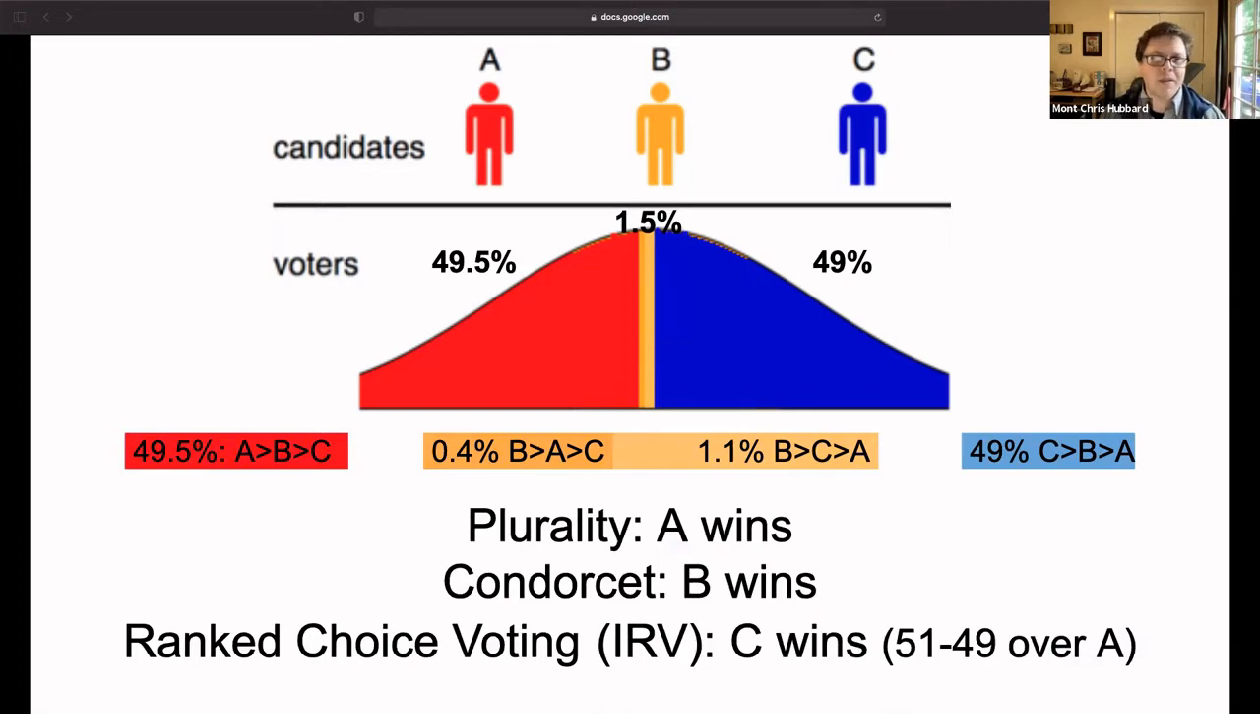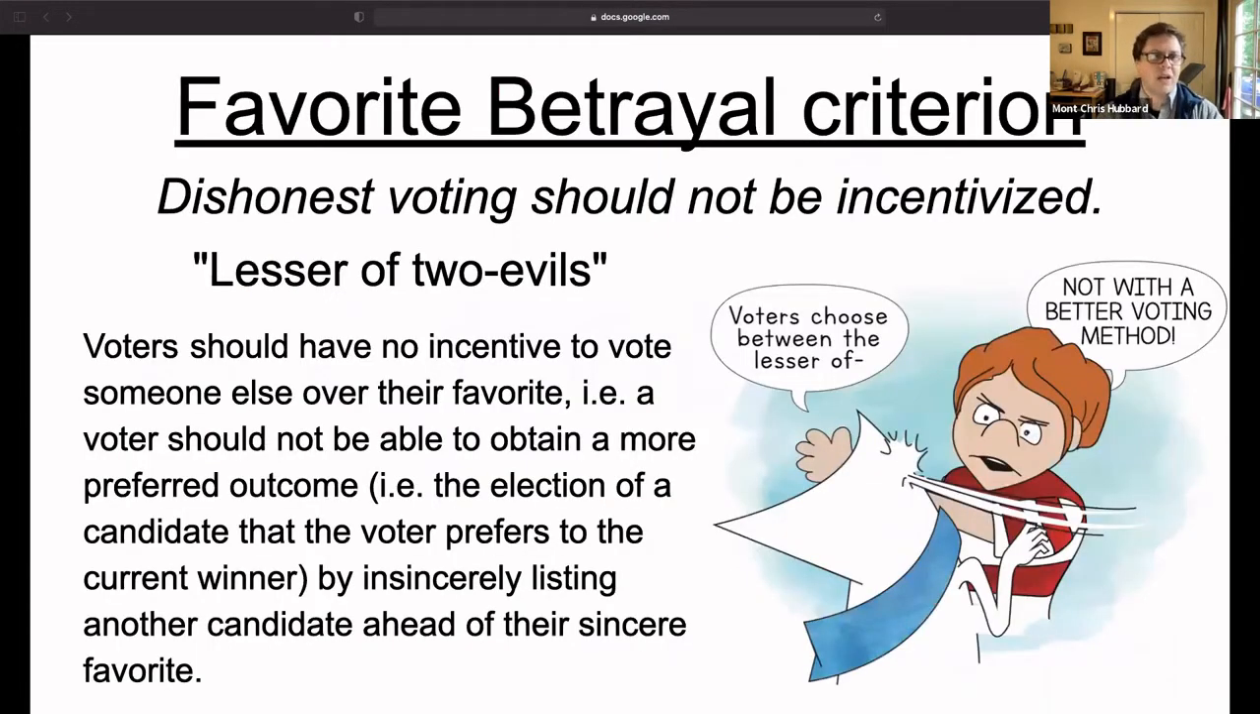Here are some others. Here's one called favorite betrayal. With favorite betrayal, dishonest voting should not be incentivized. You might know this as the lesser of two evils. Voters should not have an incentive to vote someone else over their favorite, right? They shouldn't feel pressure to vote for a lesser of two evils, okay?